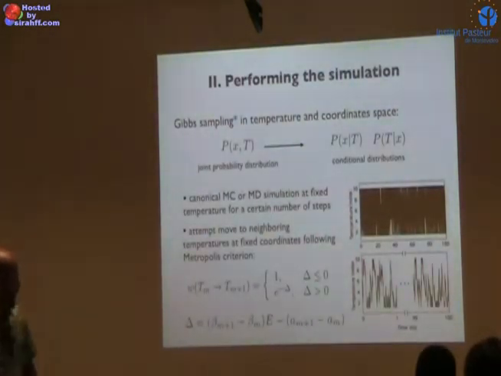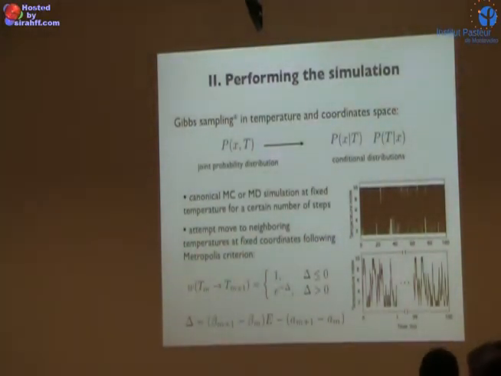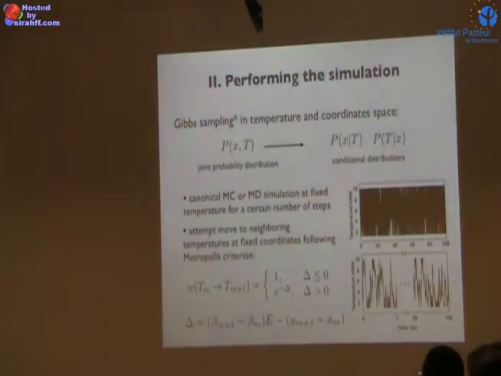This is just the first part of the story, because now you have something that guarantees you diffusion in temperature. Now you want to sample coordinate and temperature space, and you do this in what's called a tempering sampling scheme. When you have a joint probability distribution, we are treating the temperature as a dynamic variable, so we have a probability of coordinate and temperature.